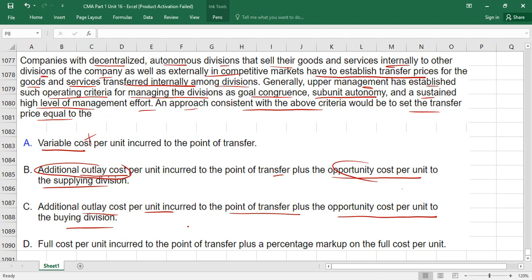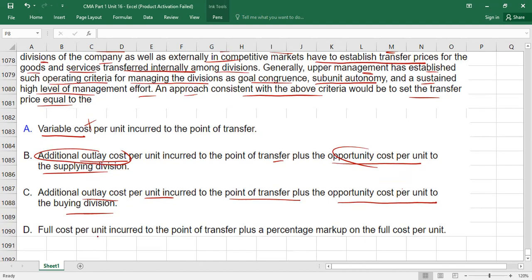You have to tell whether it is opportunity cost to the buying division or to the supplying division. Who should consider opportunity cost? The supplier should consider it, right? What is his opportunity cost? Not the buyer, the supplier, because he is selling. He should consider what he will lose if he sells internally. Then full cost per unit incurred to the point of transfer plus a percentage markup on the full cost per unit. Actually, I would say this is closer to the market price, right? By definition, incremental cost plus opportunity cost will be close to the market price. This is not the market price itself; it could be different from the market price definition.